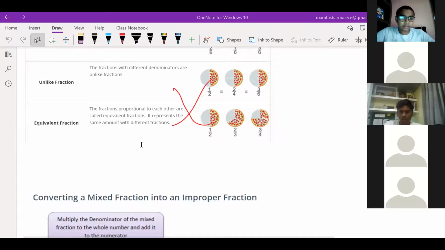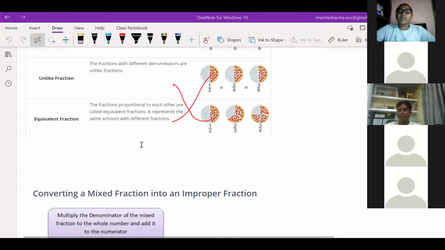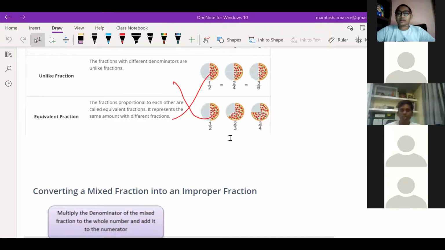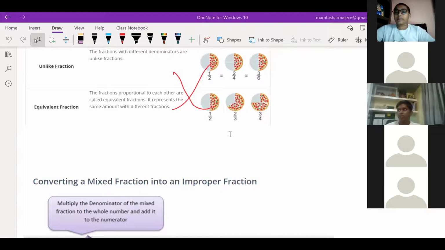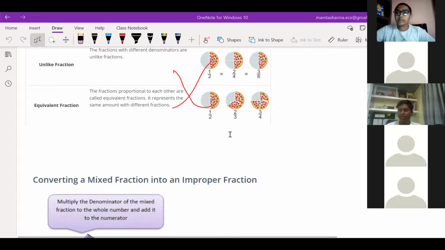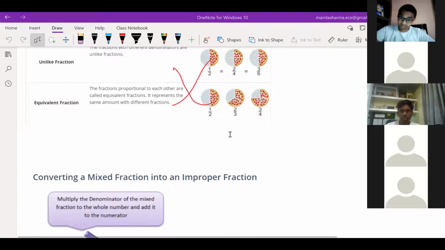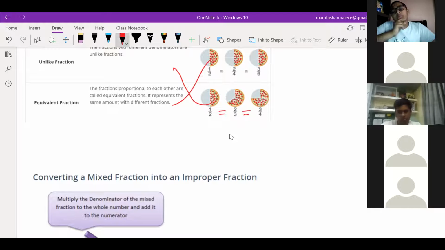Equivalent fractions. Fractions proportional to each other are called equivalent fractions. Like 1 by 2, 3 by 4, 2 by 3, 4 by 5. 4 by 5 is equivalent to 1 by 2. No, ma'am. Equivalent means their value should be equal. Now you are telling 4 by 5 is equal to 1 by 2?